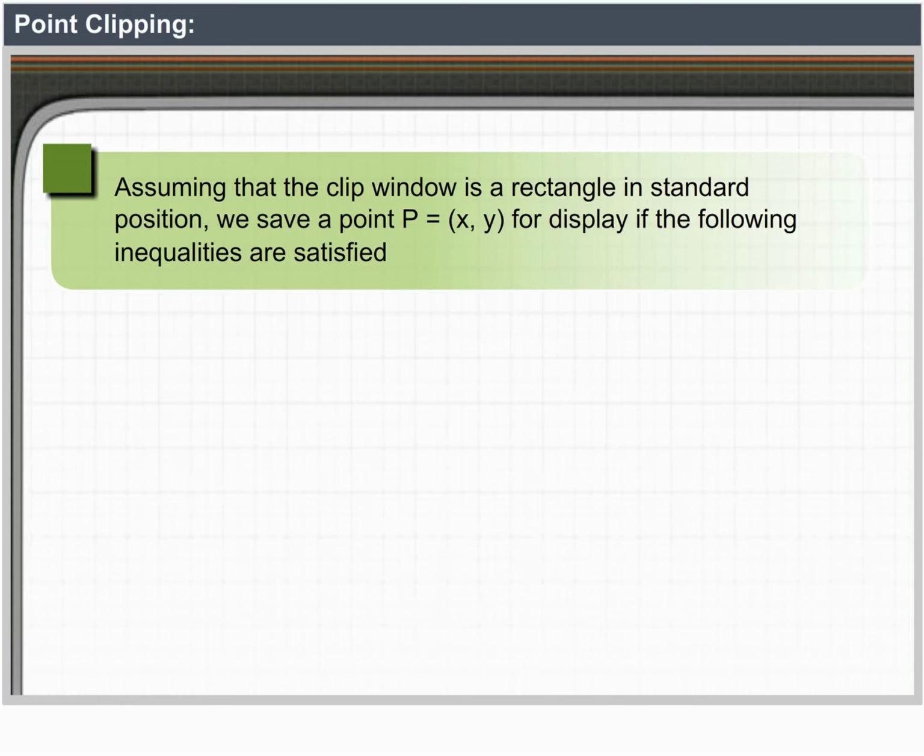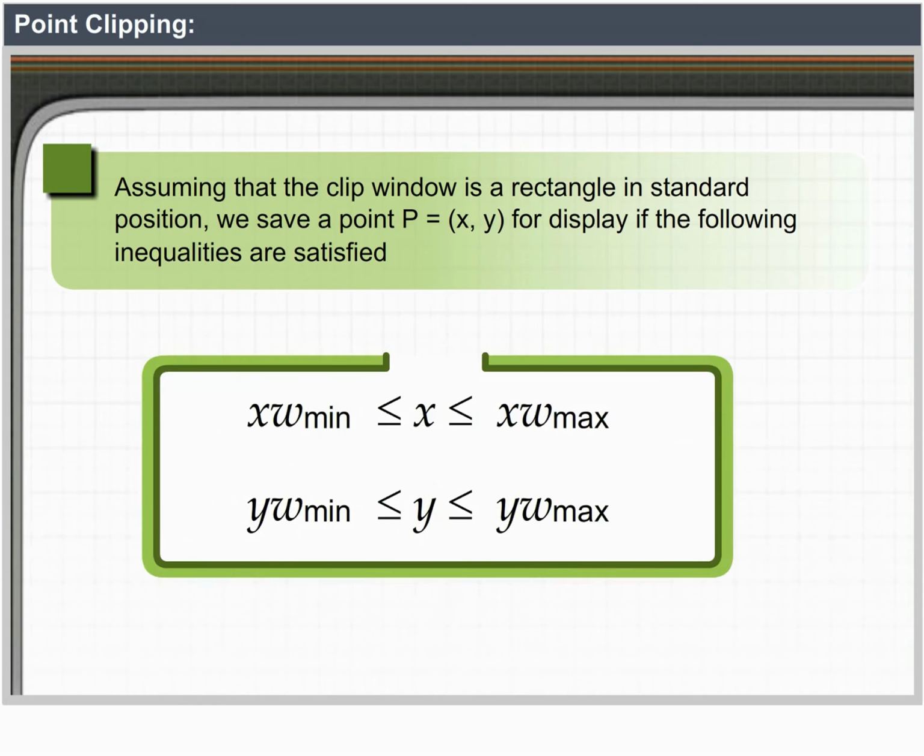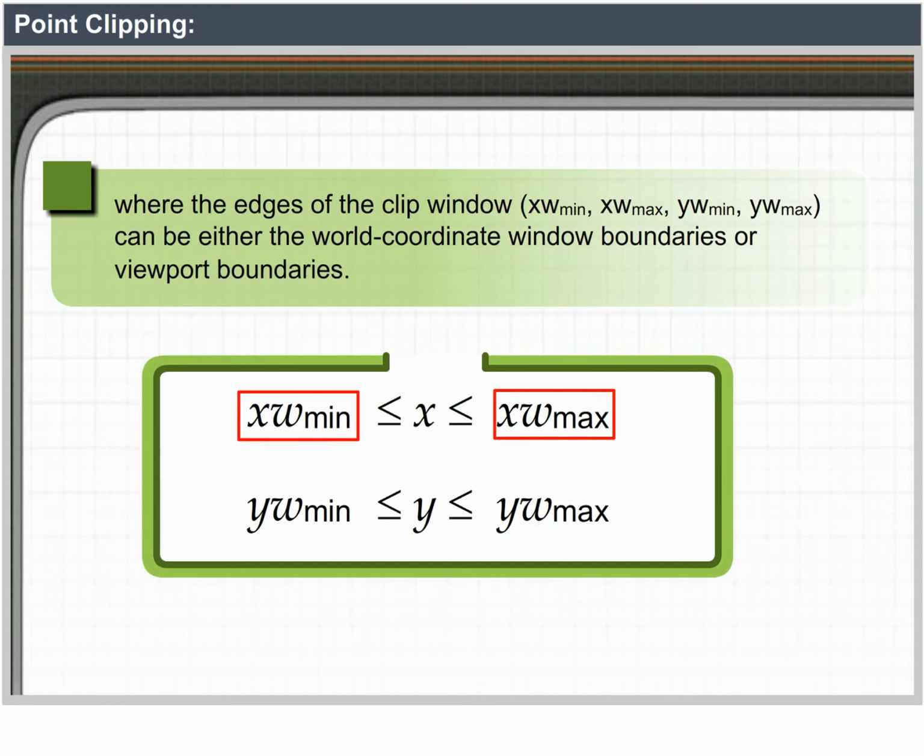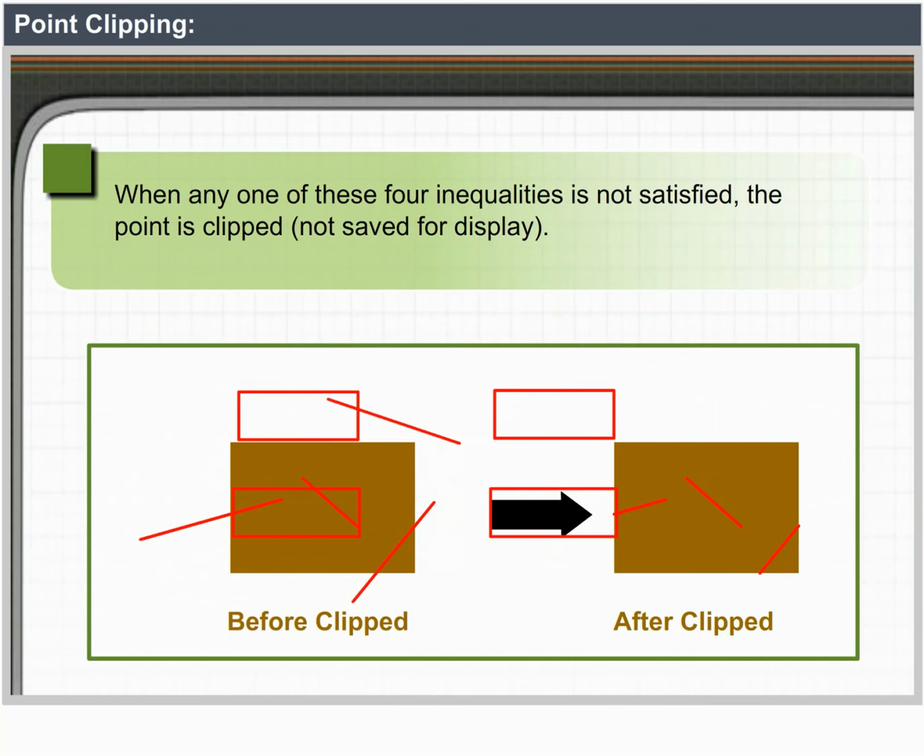for display if the following inequalities are satisfied: xw_min ≤ x ≤ xw_max, and y lies between yw_min and yw_max, where the edges of the clip window, xw_min, xw_max, yw_min, yw_max, can be either the world coordinate window boundaries or viewport boundaries. If any one of these four inequalities is not satisfied, the point is clipped, not saved, for display.